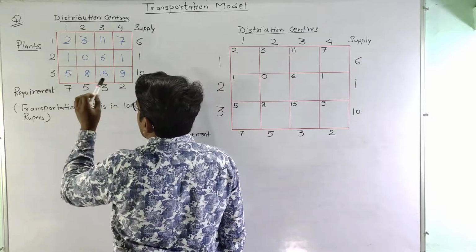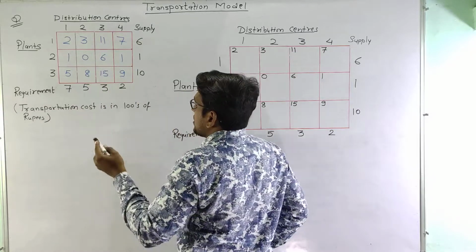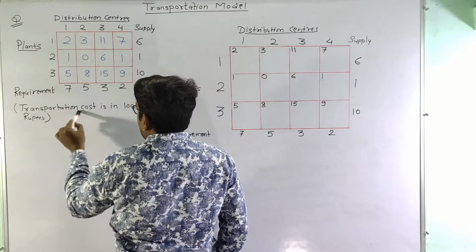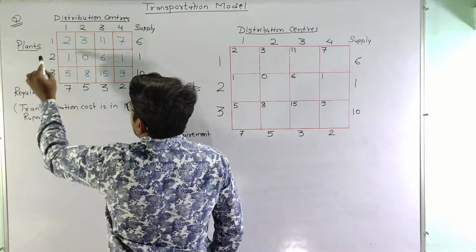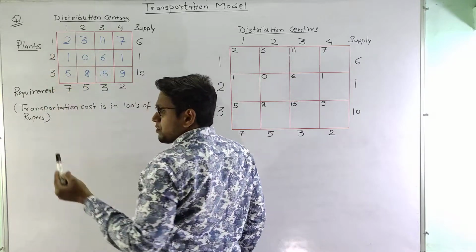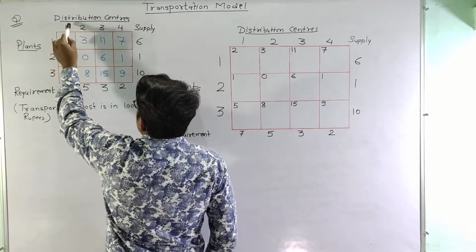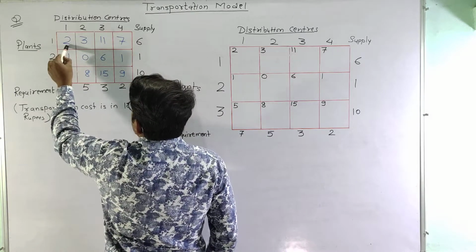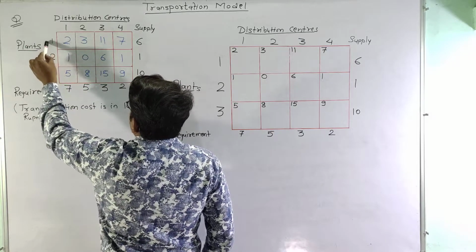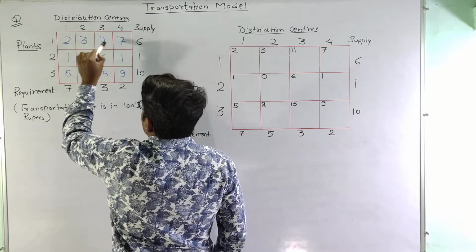and the unit transportation cost from source i to destination j is given in hundreds of rupees. That means the transportation cost of 1 unit from plant 1 to distribution center 1 is 200. Similarly, the unit transportation cost from plant 1 to distribution center 2 is 300, and so on.